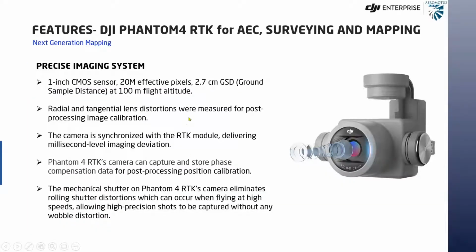So, the specs on the imaging system on the Phantom4RTK. It's a 1-inch CMOS sensor, 2.7 GSD, ground sampling at 100 meters flight altitude, which is very vital in terms of surveying. It's a mechanical shutter, so it eliminates the rolling shutter distortions which can occur at high speeds, allowing high precision shots to be captured without distortion.